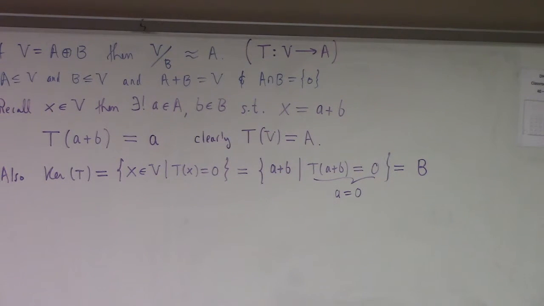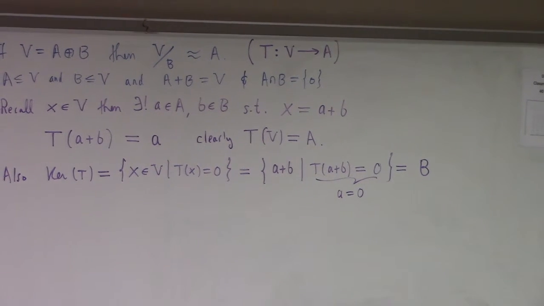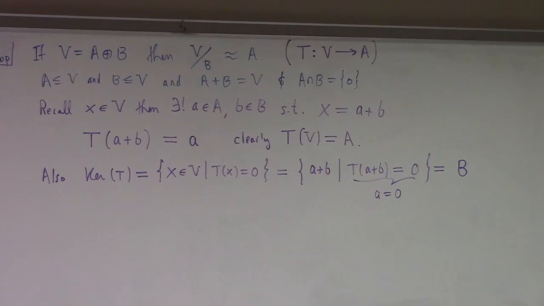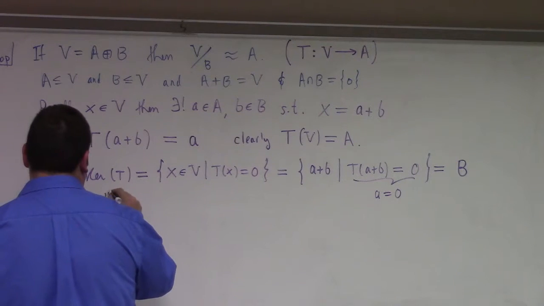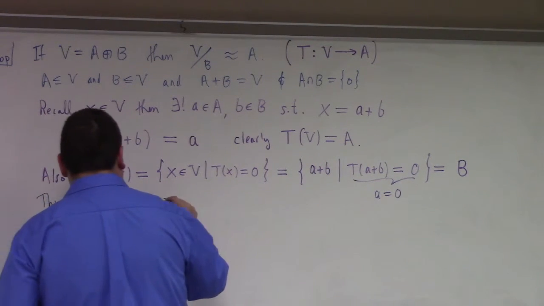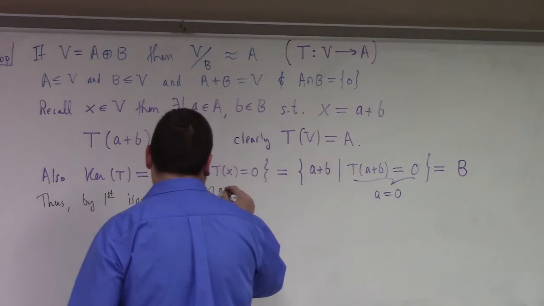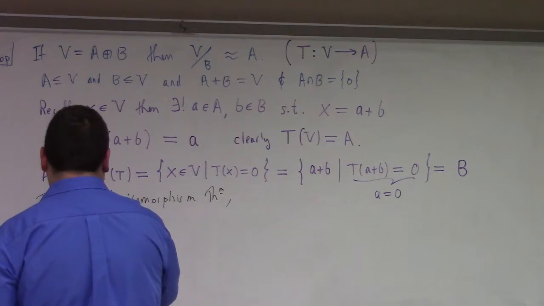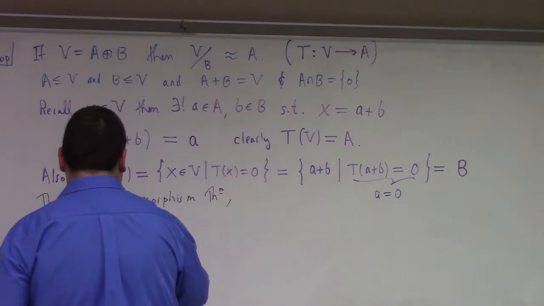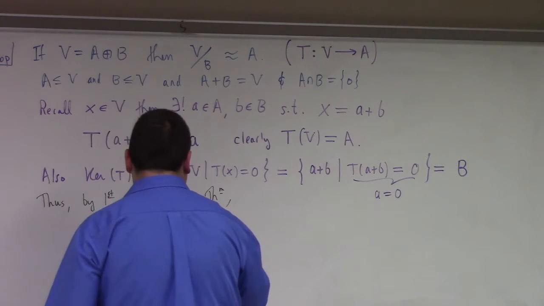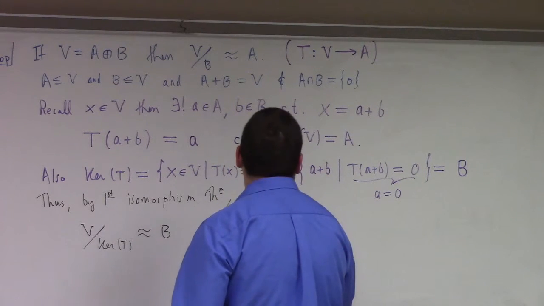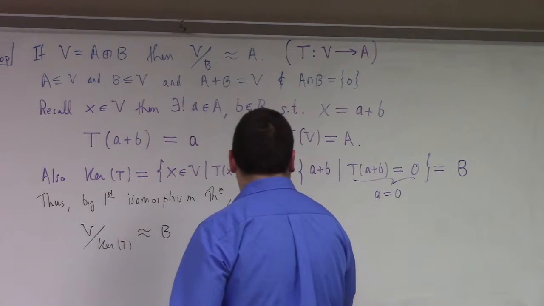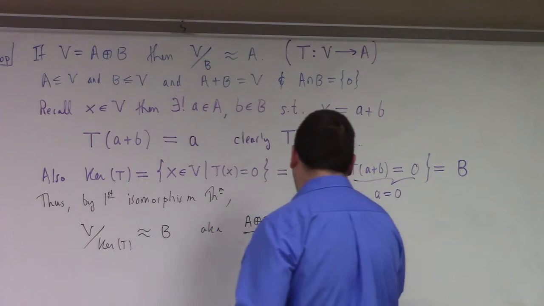People who use this theorem don't usually write this stuff out. They just say, it is clear that the kernel of this mapping is B. All right? Thus, by the first isomorphism theorem, what do we got? V mod kernel of T is isomorphic to B, that is, A direct sum B mod B is isomorphic to A.